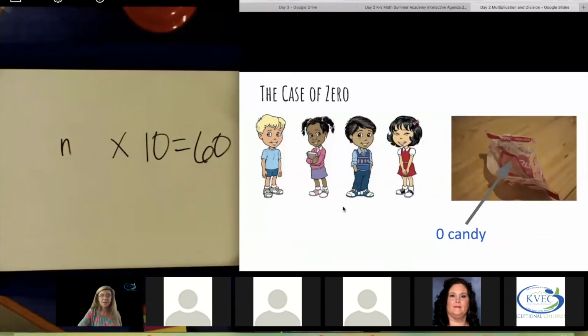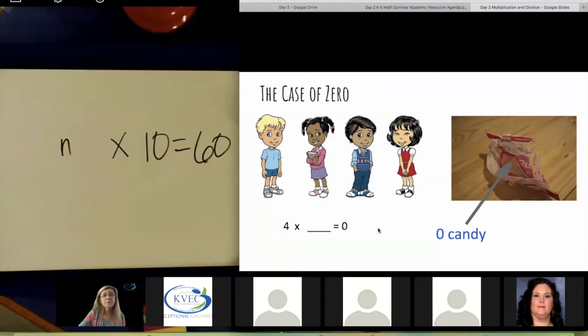Let's talk about that dreaded 0. Kids have a time understanding 0 if you don't model it for them. We have to model it. 4 groups of what will give us 0? 0. There's nothing else that can go in there. If you have nothing, you have nothing. So you have to model that for the kids because they have a hard time with it.